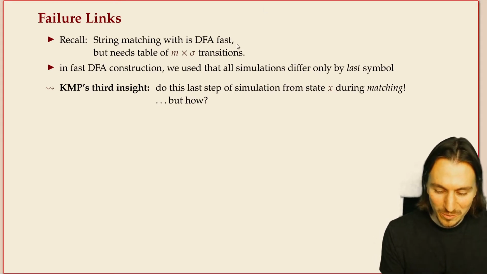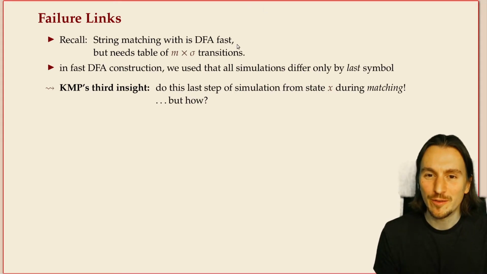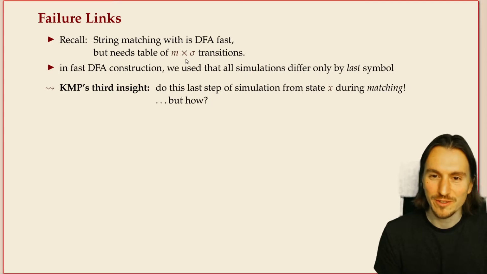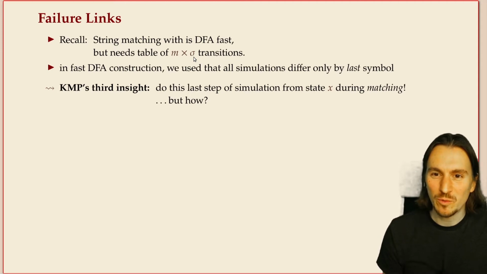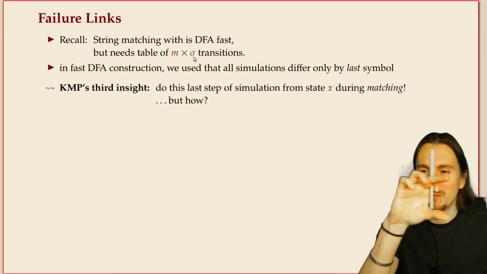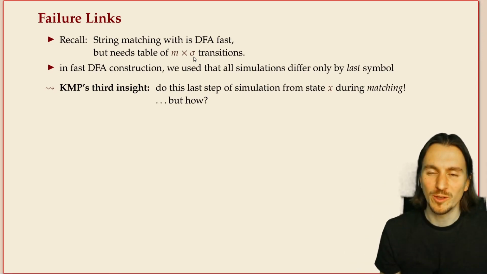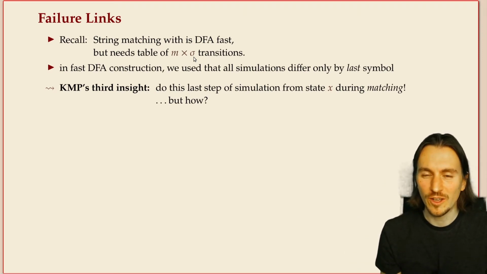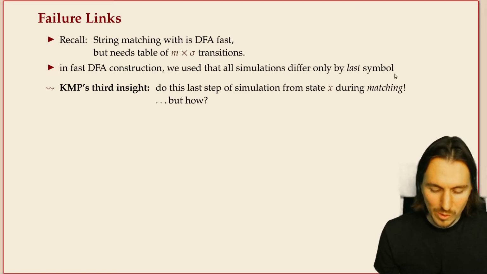So this is what you've just seen. DFAs are fast, but they need this transition table for all possible alphabet symbols. And it seems a bit wasteful to store all these because in the construction, we just copied a column in the table over to the next state. There's a lot of redundancy in this table. So maybe we can do away with this.